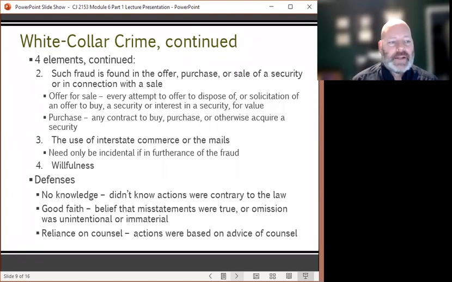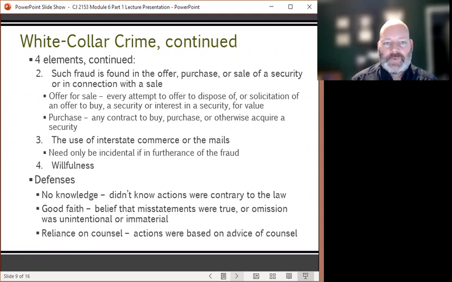The third element is that there be the use of interstate commerce or the mail system. This need only be an incidental act if it's in furtherance of the fraud. And then the fourth element is willfulness, and we've discussed willfulness as an element for many crimes.